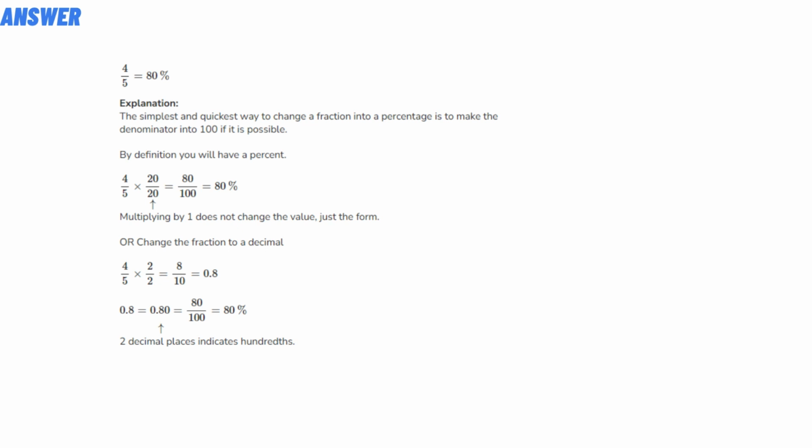Explanation: the simplest and quickest way to change a fraction into a percentage is to make the denominator 100, if it is possible. By definition, you will then have a percent. The formula is given below. Multiplying by 1 does not change the value, just the form. Or change the fraction to a decimal. The formula is given below. Two decimal places indicate hundredths. So that is the answer to the question.